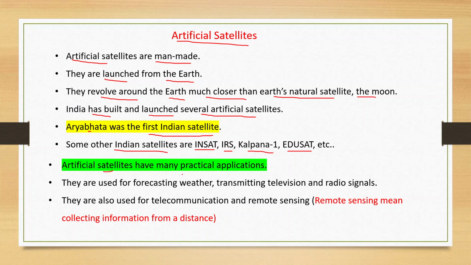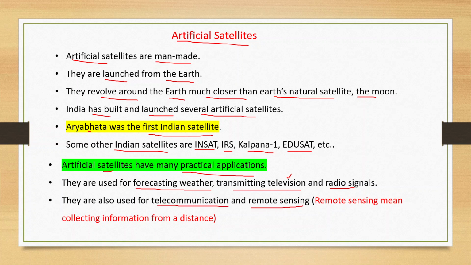Artificial satellites have many practical applications. They are used for forecasting weather, okay? Transmitting television, the pictures that you see on television come because of artificial satellites, and similarly radio signals. They are also used for telecommunication and remote sensing.